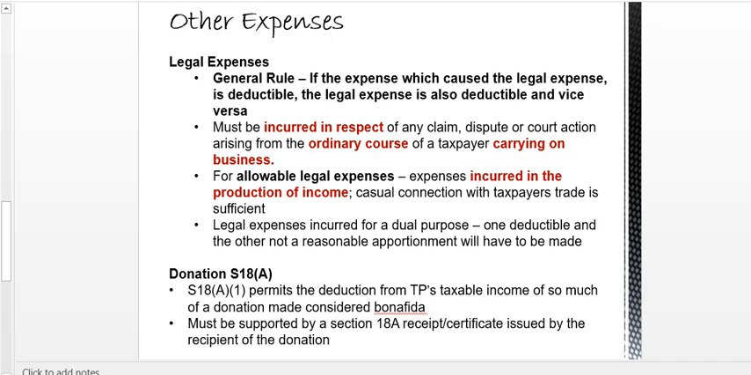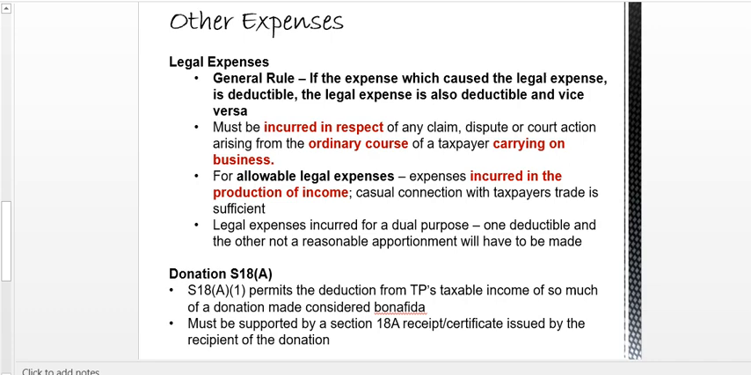For allowable legal expenses incurred in the production of income, a casual connection with the taxpayer's trade is sufficient. So legal expenses may be incurred for two purposes, one deductible and the other not. So you need to determine if you have legal expenses for two different things. Whatever relates to the carrying on of the trade or the production of income, that is your allowable deduction. Otherwise, it's not a deduction.